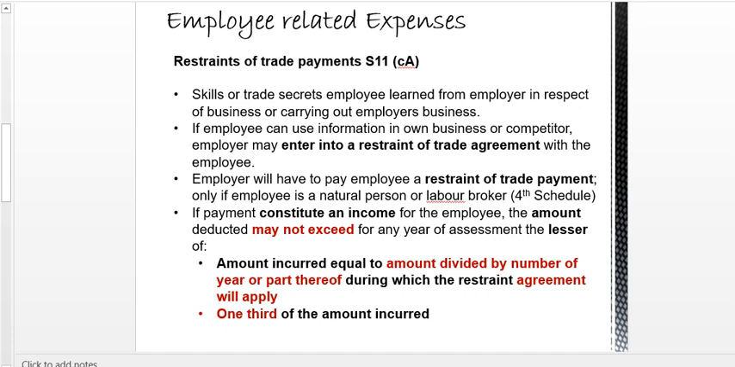Okay, so again, if this payment for the employee is his income, then the allowable deduction will be whatever is the least between the payment you made divided by the number of years of restraint, or 1/3 of the amount incurred. So whichever is less.